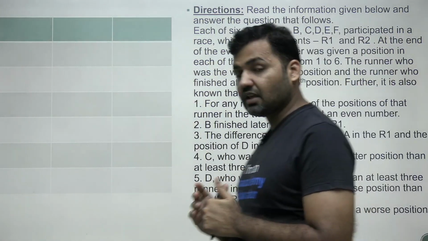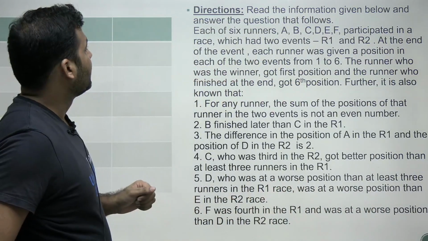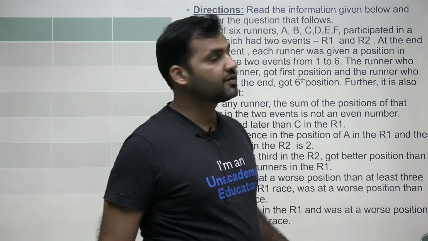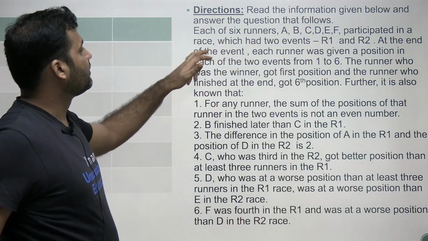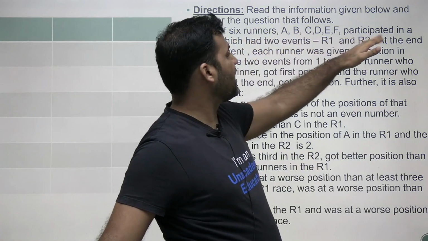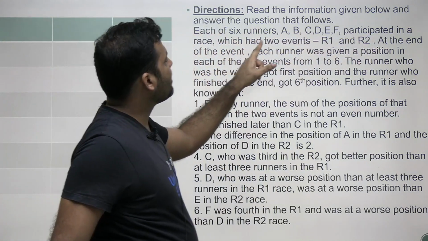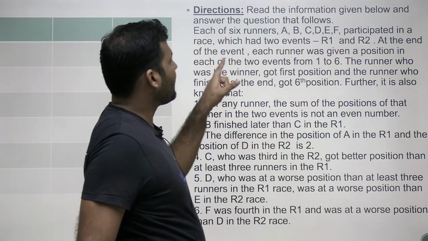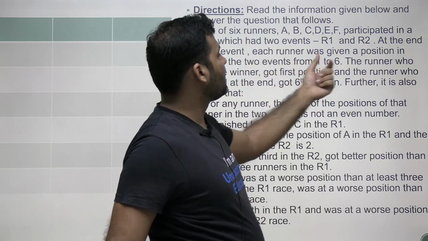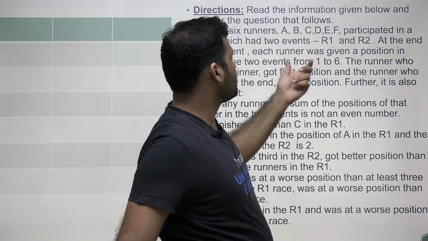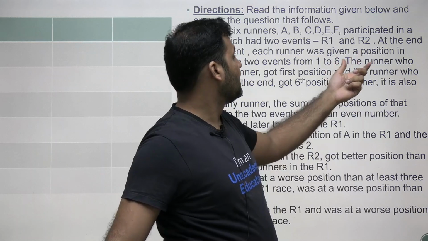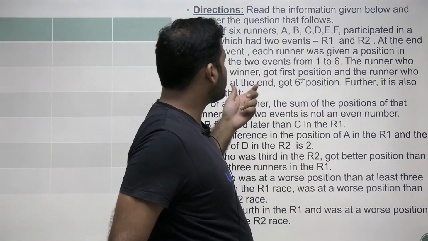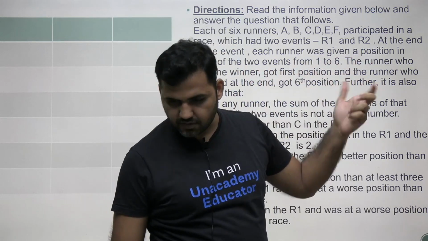We are supposed to discuss in this video. Direction says read the information given below and answer the questions that follow. Each of 6 runners A, B, C, D, E, F participated in a race which had 2 events, R1 and R2. Now, at the end of the event, each runner was given a position in each of the 2 events from 1 to 6. The runner who was the winner got first position and the runner who finished at the end got the 6th position.